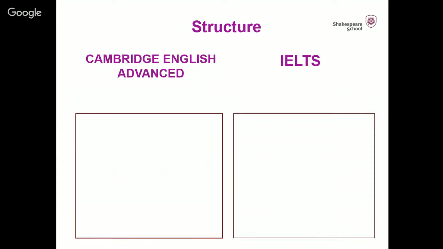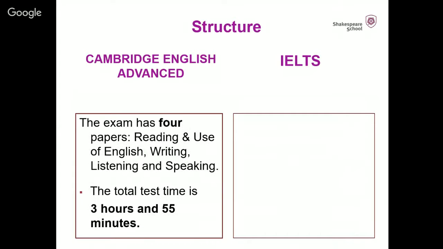As far as the structure goes, the new situation, the revised CAE, is much more alike with the IELTS. In terms of the number of papers, there are currently 4 papers in the Cambridge Advanced. Reading and use of English combined, by the way, they used to be separated, not anymore. Writing, listening, and speaking. Because the 2 papers, reading and use of English, are combined, the entire test lasts for 3 hours and 55 minutes, which is a reduction in the time limit.